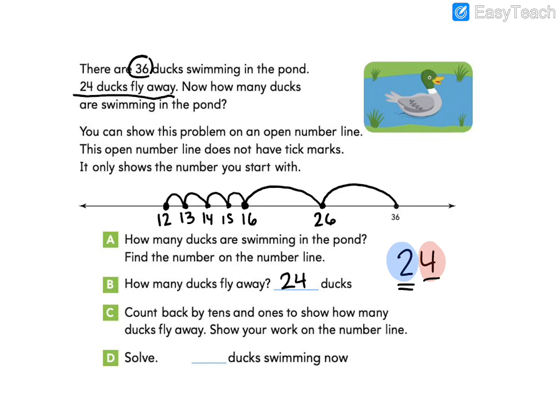So how many ducks are still swimming? 12 ducks. Let's go ahead and write our equation right here under the duck picture. We started with 36 ducks. When 24 ducks flew away, we were left with 12 ducks still swimming in the pond.